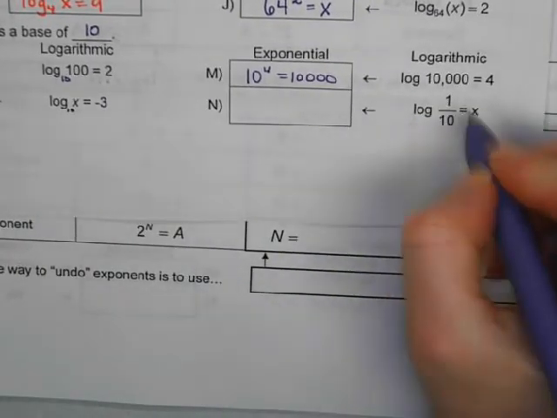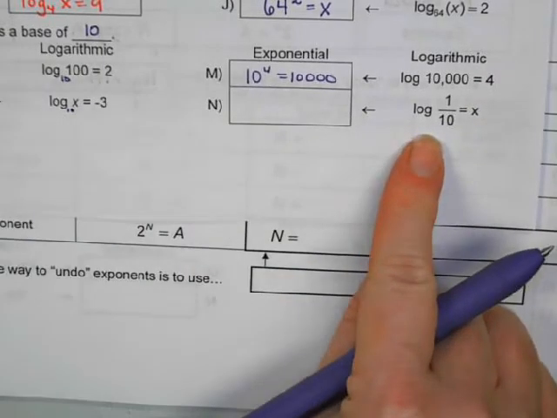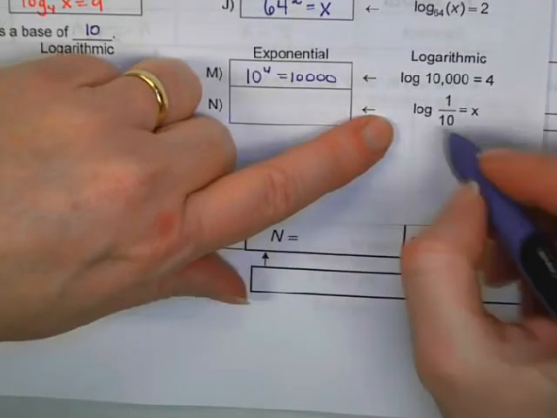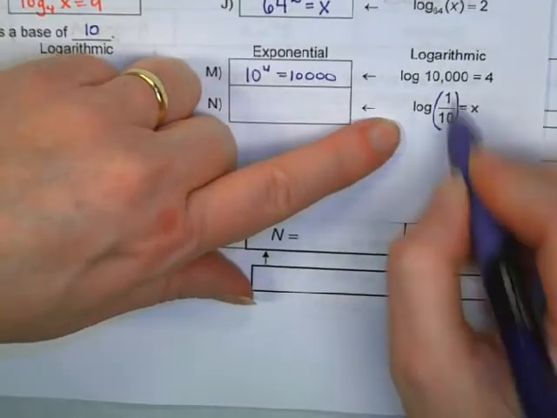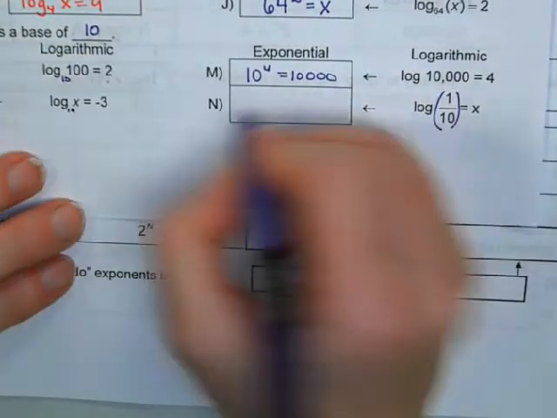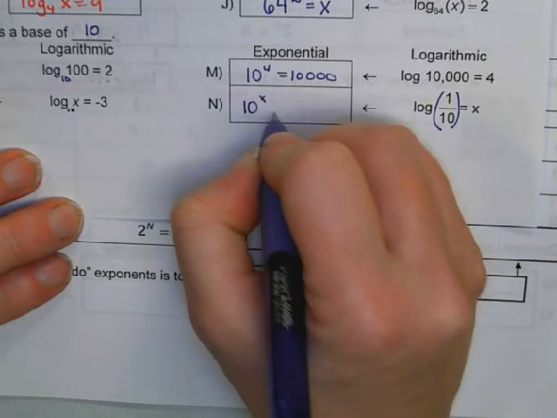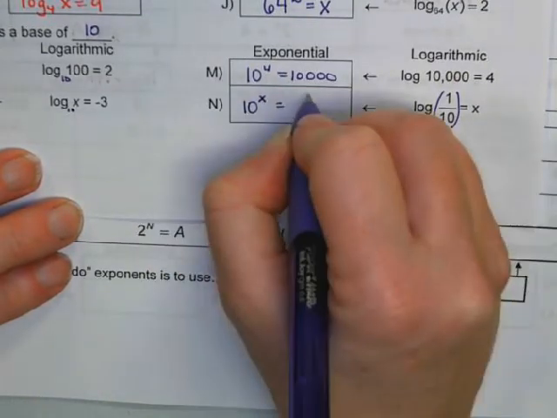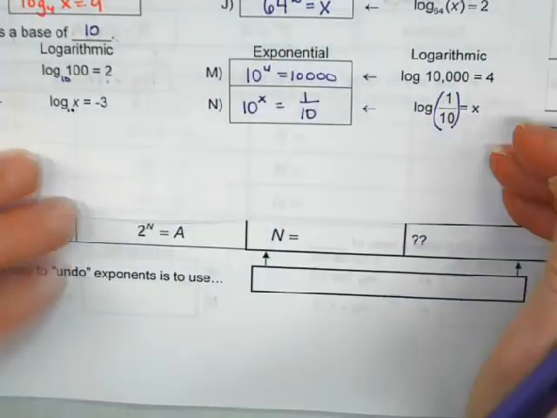Don't confuse. So this is why sometimes I think they put the argument in parentheses, because it's confusing. But that's the argument. So this is log base 10. So it's 10 to the x equals 1 over 10. Okay. Are we good? Yes. Awesome.